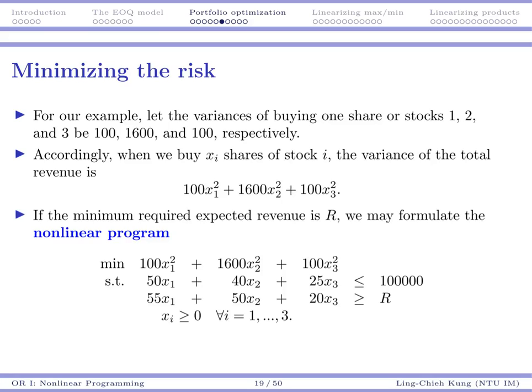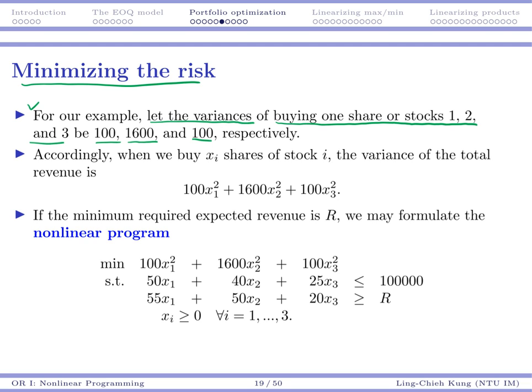So now we are ready to minimize the total risk. For our example, let the variances of buying one share of stocks 1, 2, and 3 be 100, 1000, and 600 respectively. This of course should actually be calculated according to the probability distribution for each random outcome, but we're going to skip that part because it has nothing to do with optimization.